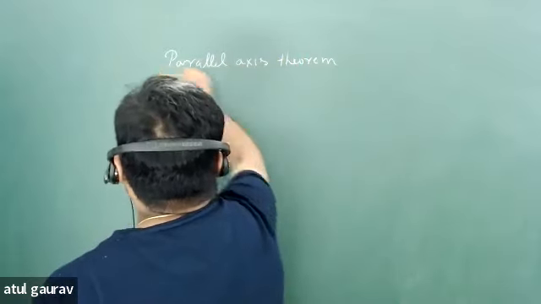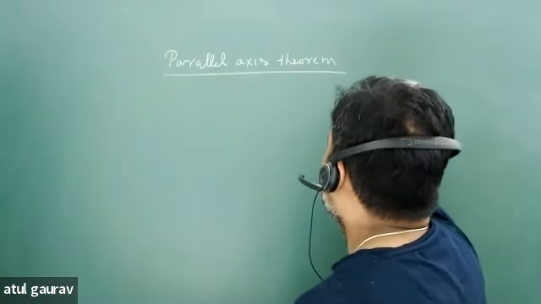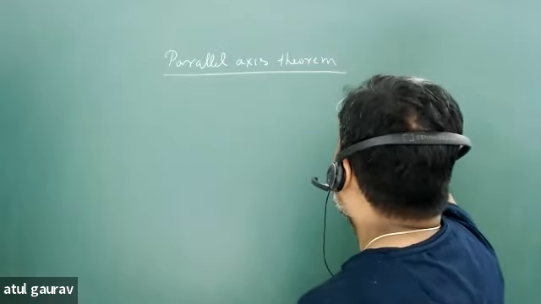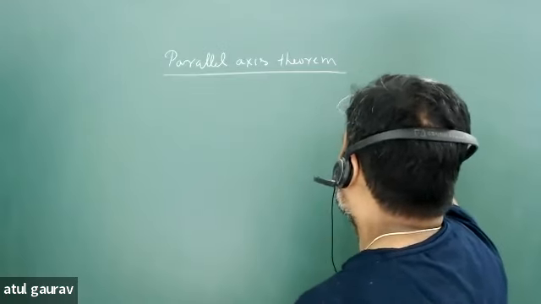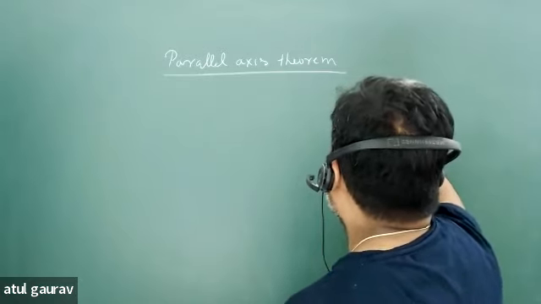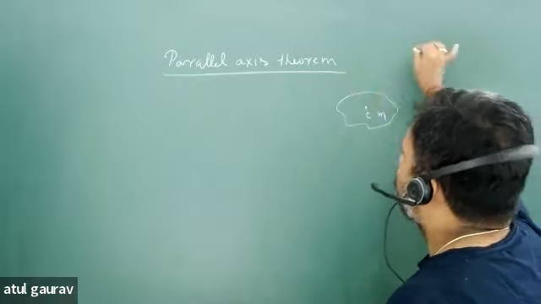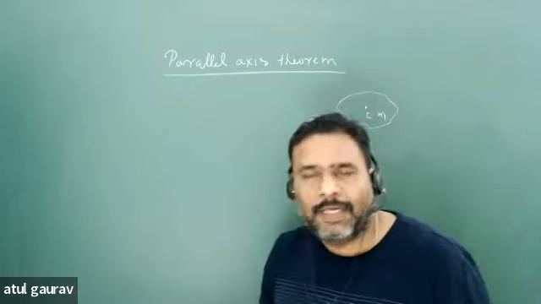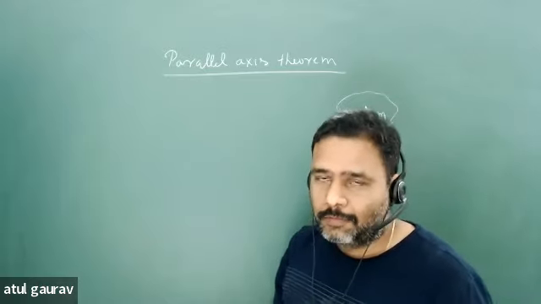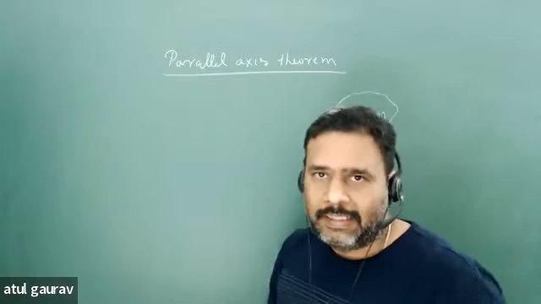Parallel axis theorem. So what is this parallel axis theorem? Suppose we have any particular system, and we have the center of mass, we have knowledge of the coordinate of the center of mass. So let's say this is my center of mass, and there is an axis passing through the center of mass. So how many axes can we pass through the center of mass? Infinite axes can we pass through the center of mass. This is one of the beautiful things. So from the center of mass, you can pass an infinite number of axes.